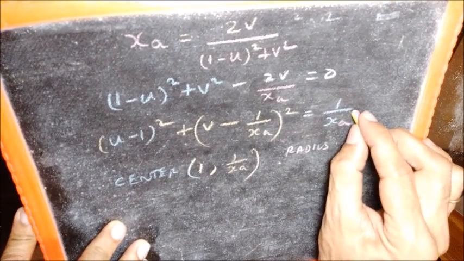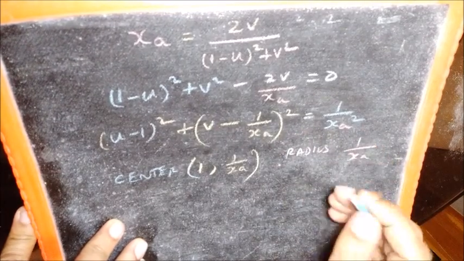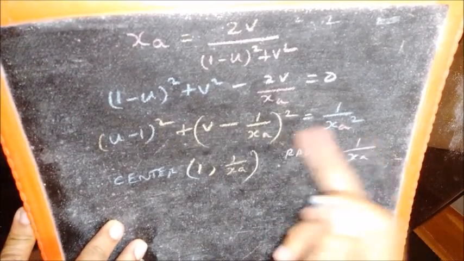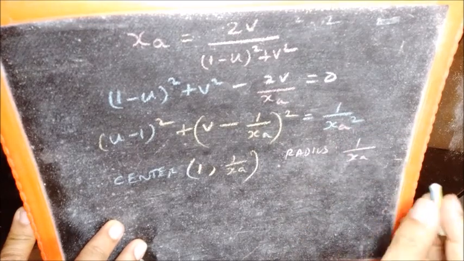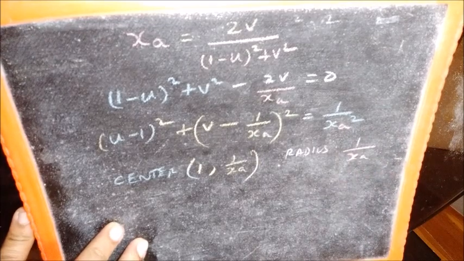It is 1 by xa square. I'm sorry, please keep track of that. It was 1 by xa square. When I took it over there, I might have missed that. Anyhow, it is 1 by xa square. So radius is 1 by xa. Again, of course, you take the positive square root.